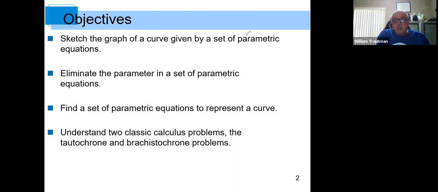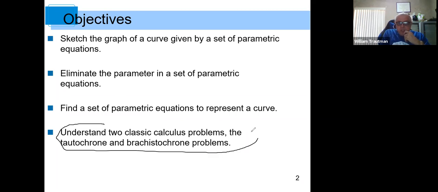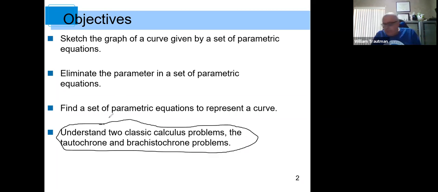Sketch the graph of a curve using the parametric equations. You're going to see there's nothing really much to this. Eliminating a parameter, finding the parametric equations. If you don't have it, we can still create the parametric equations. And then this bottom one, I'm not going to cover that, but it's in the book, and I'm going to just write down the page.